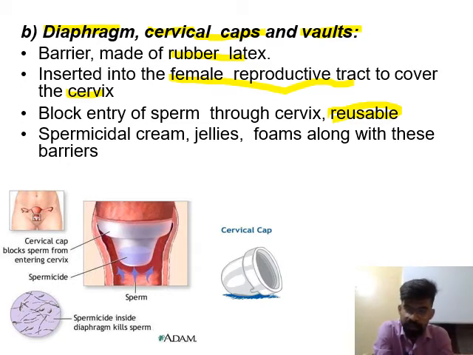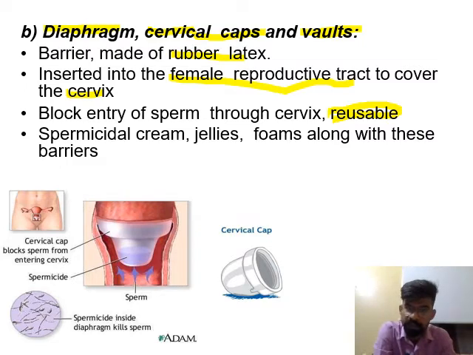But there is a specific time duration to insert the diaphragm or cervical cap into the female body before mating. At least 5 hours before mating, these diaphragms or cervical caps are inserted into the female reproductive tract.